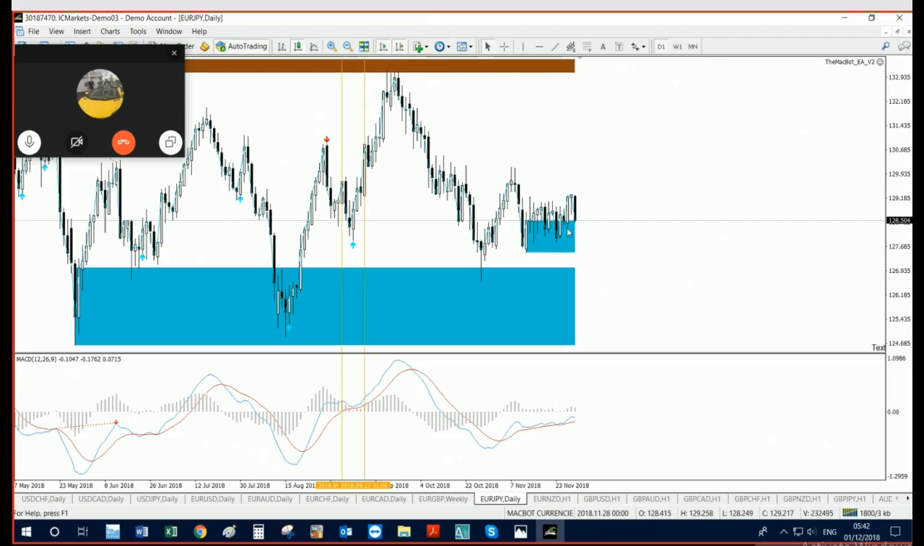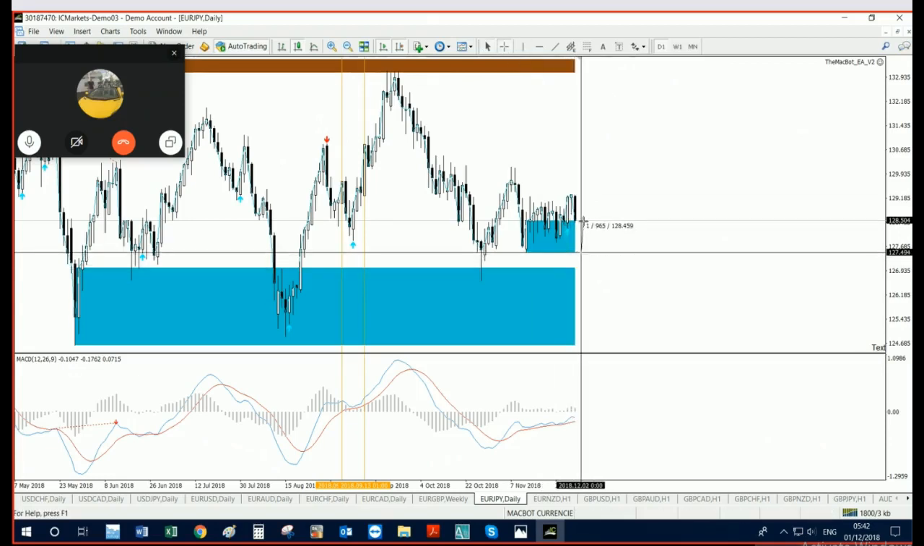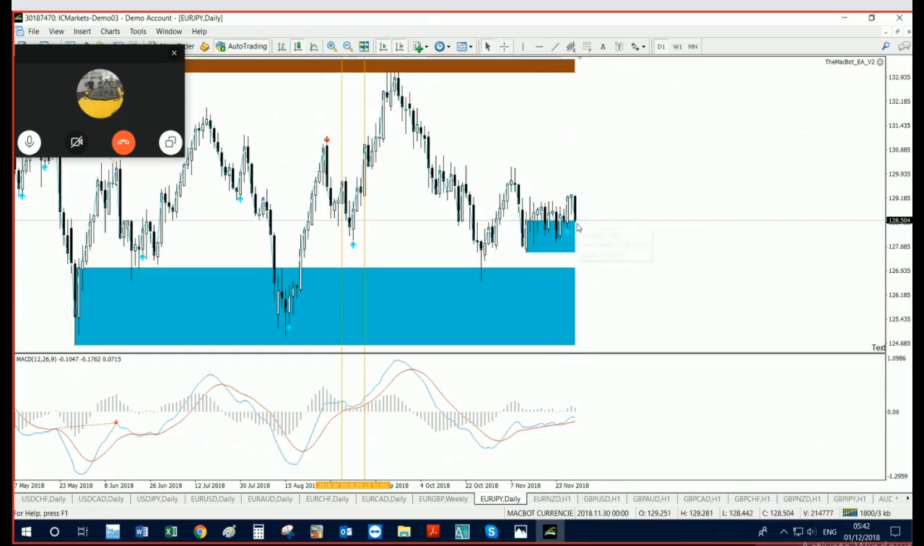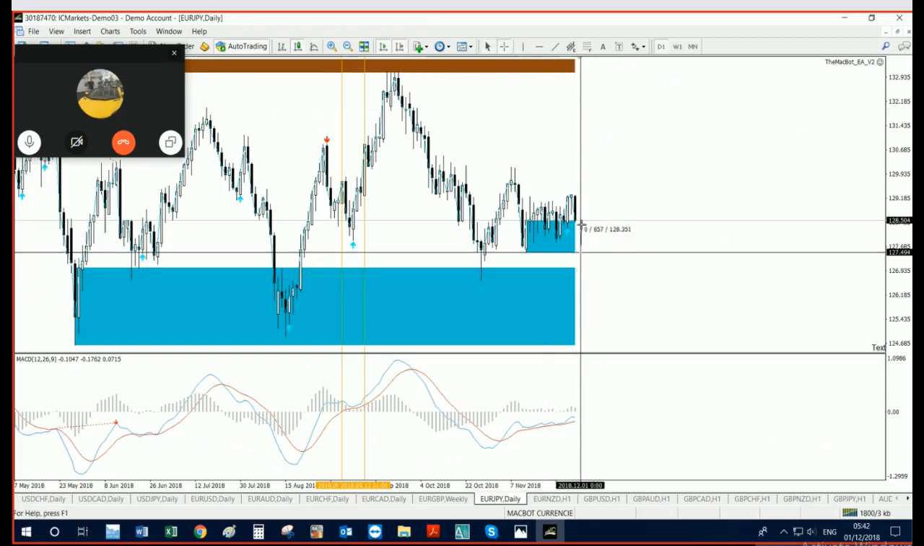You want to measure that box? Measure this box. So it's going to be 100 pips, 120, so 120 pips. But you add 20 pips, so you don't place it right on the zone.